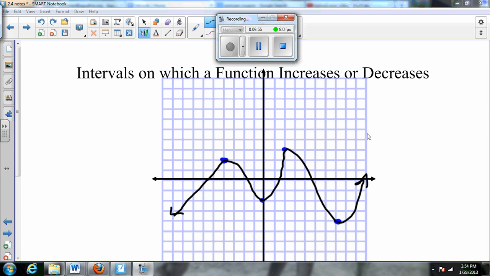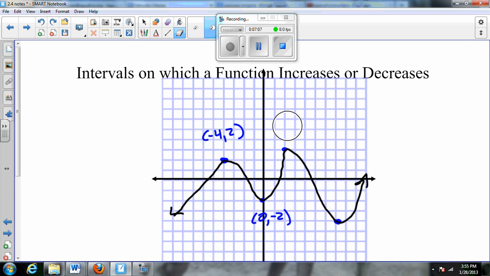So we have the given graph where we have the points -4, 2, 0, -2, 2, 3, and 4, -7. We're going to list the intervals on which it increases and decreases. Okay, so we see that the graph, if we read it from left to right, is going up until -4, 2.